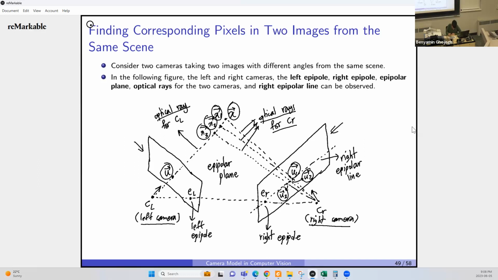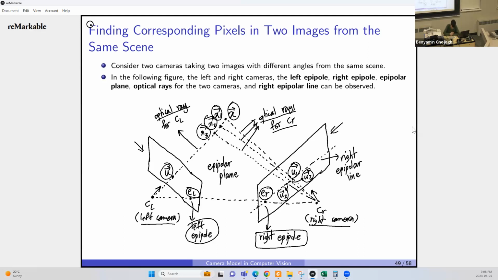And by the way, let's consider a hypothetical line connecting the two cameras. This line passes through the left image. This will be EL, the left epipole. EL stands for left epipole. Then it also cuts the right frame. It is ER, which stands for right epipole.